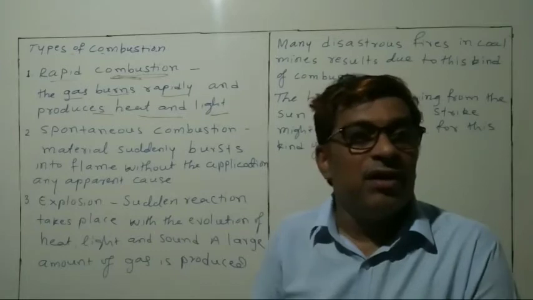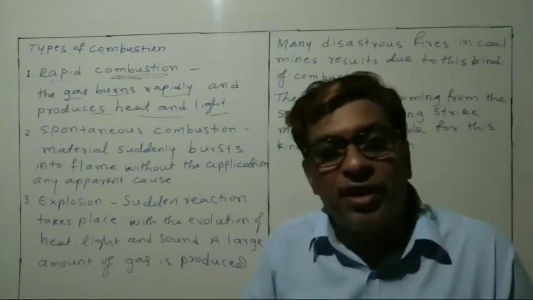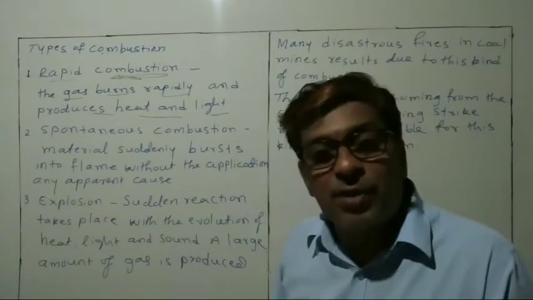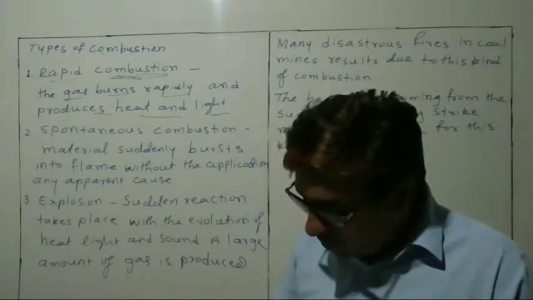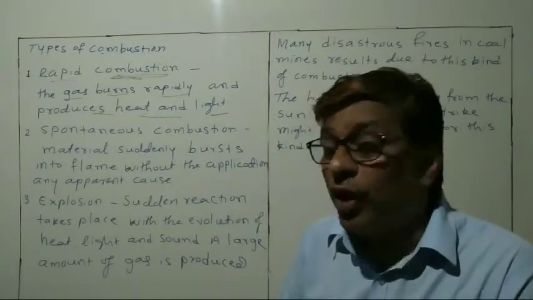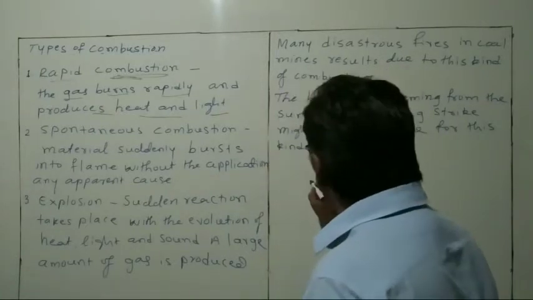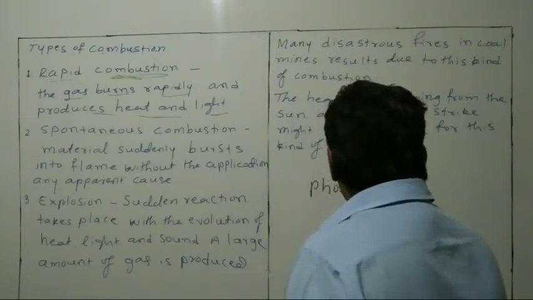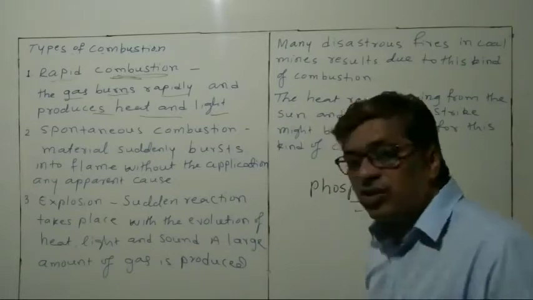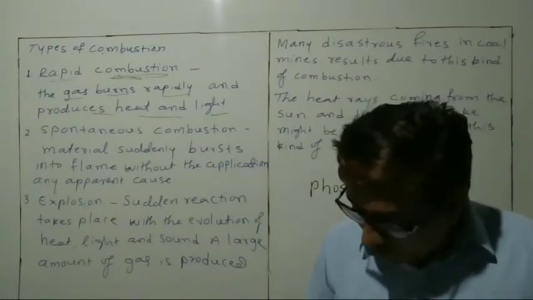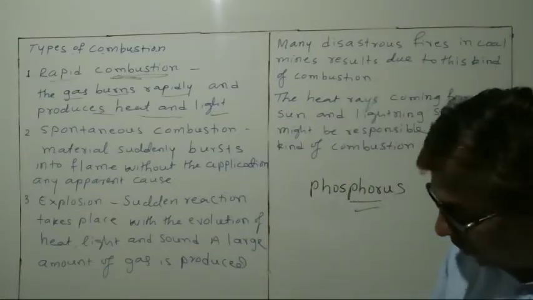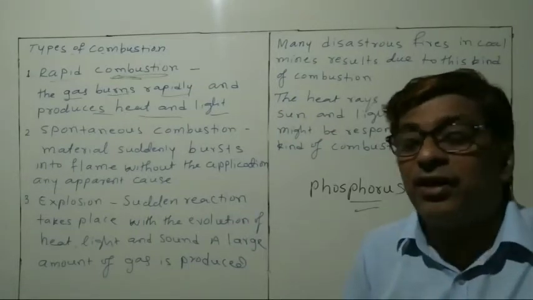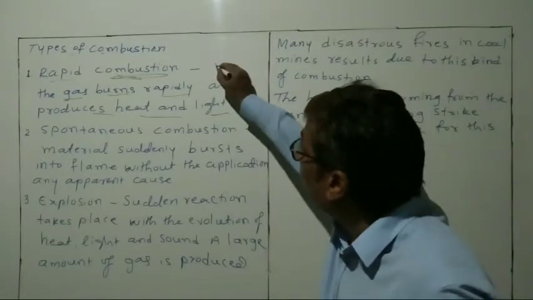For example, matchsticks burning. It is a quick combustion example. There are substances like phosphorus, P-H-O-S-P-H-O-R-U-S, phosphorus. So there are substances like phosphorus which burn in the air at room temperature, which is an example of rapid combustion.